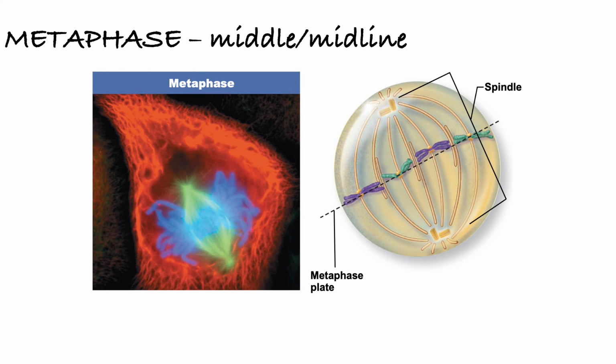The second phase is metaphase. All right, metaphase. Another way you can remember this is midline. All the chromosomes are going to line up in the middle. All right, they're going to line up in the middle. We actually call this the metaphase plate. We say they line up across the equator. They line up in a single file. All right, a single file. So if you see a single file, you know that you're looking at metaphase.